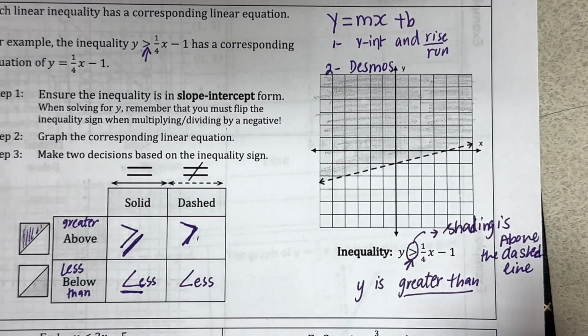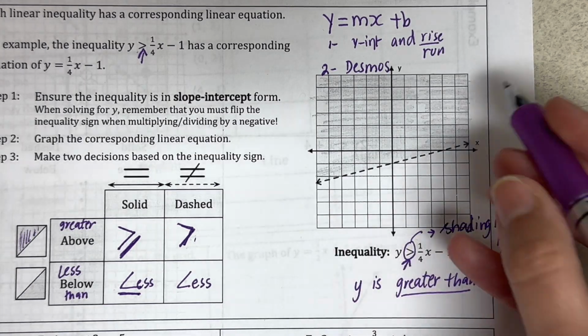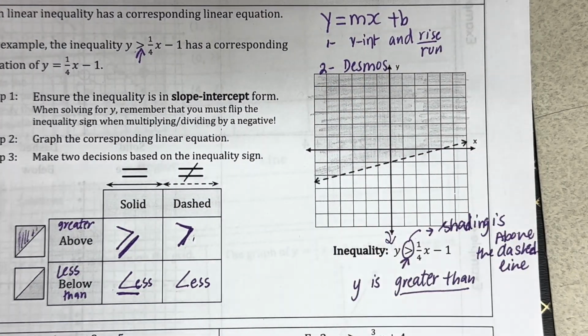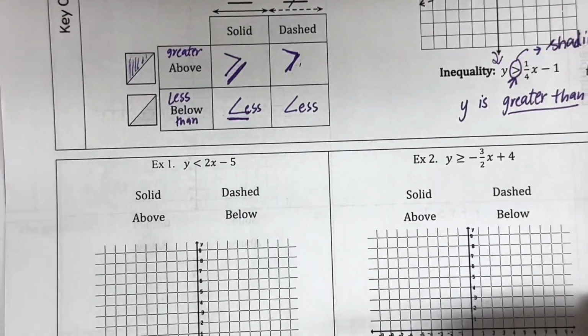So the shading is above the dashed line. So you have the line over here and the shading is above. So that's how you graph a line with an inequality. So let's try this out.